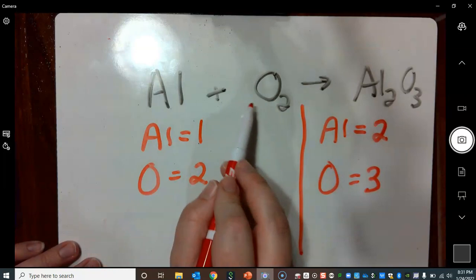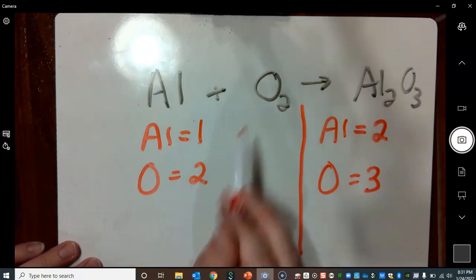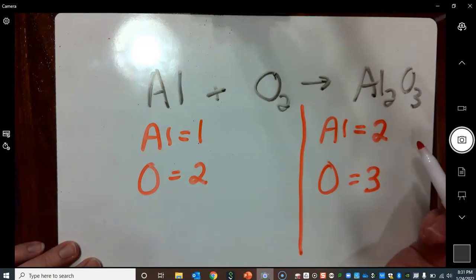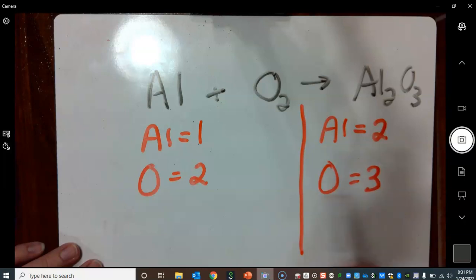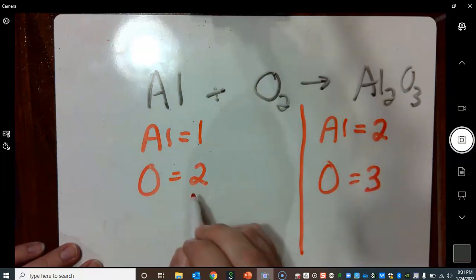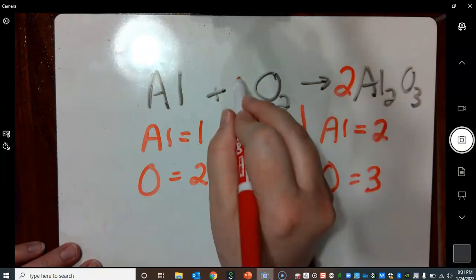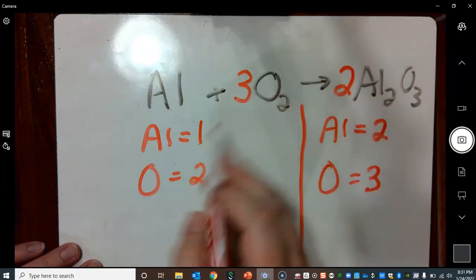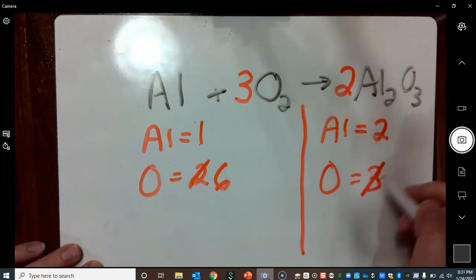No matter what I put in front of O2, I'm going to get an even number of oxygens. Okay, so we have to get 2 and 3 to balance out. You can think of this like finding the least common multiple, right? We have to get these oxygens to the same number. The easiest way to do that is going to be to get them to 6. So if I put a 2 here and a 3 here, that'll give me 6 oxygens over here, and 2 times 3, 6 oxygens here.